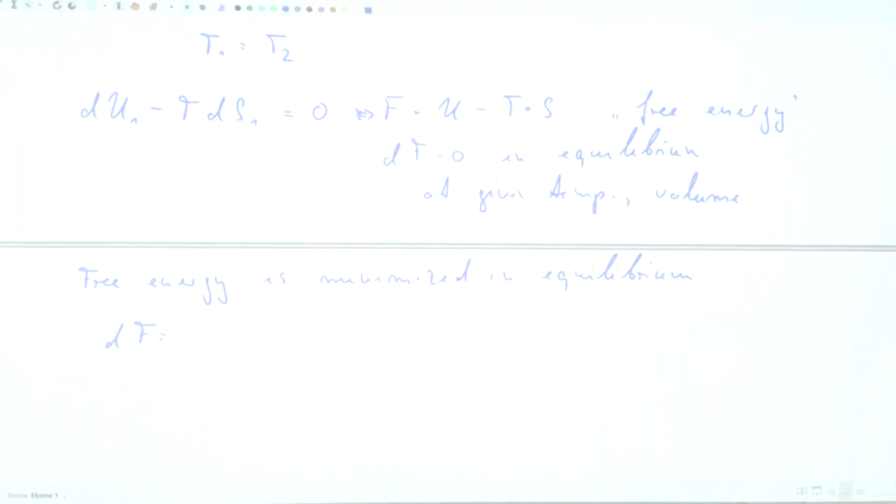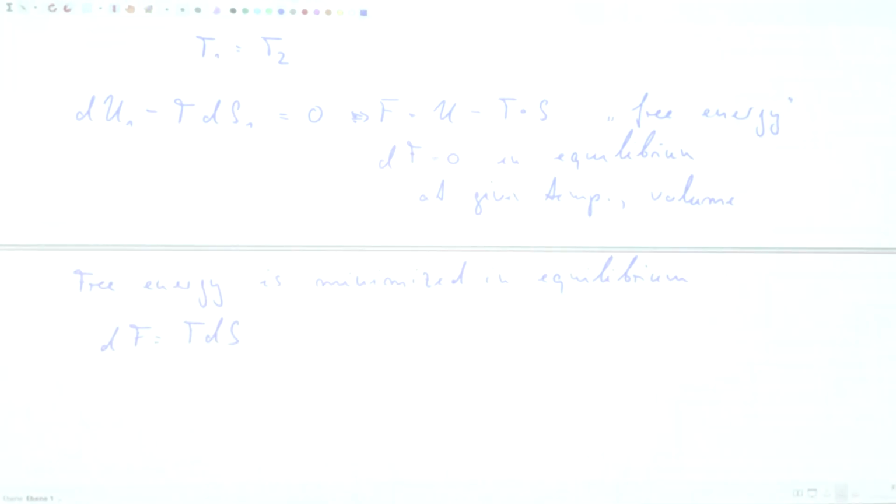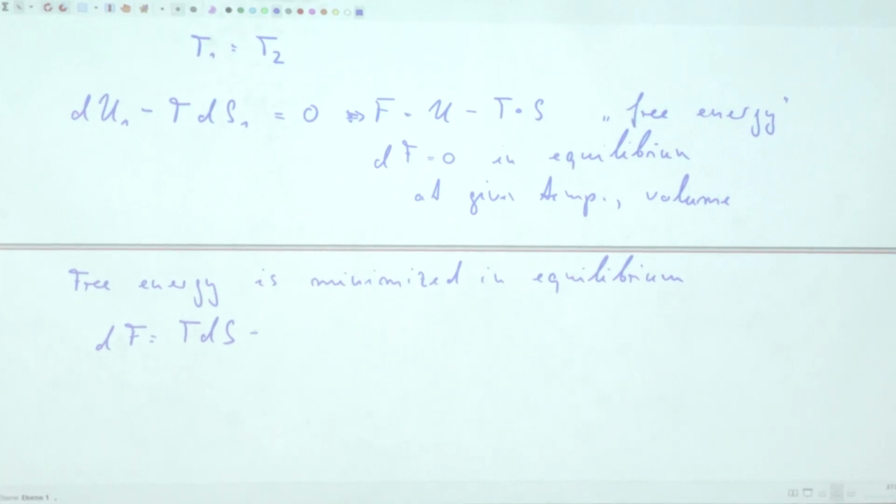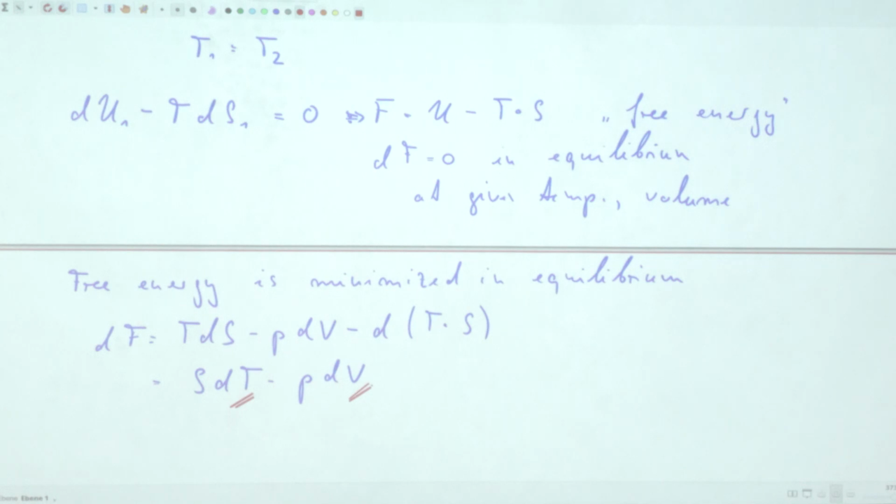So I can make it a bit shorter here. This dF equals dU minus T dS, minus P dV or plus P dV, I always forget. Minus T dS becomes, now if you take this differential of the product, this term cancels out, so this becomes minus S dT minus P dV. And that's what we wanted to have, a function which depends on temperature and volume.